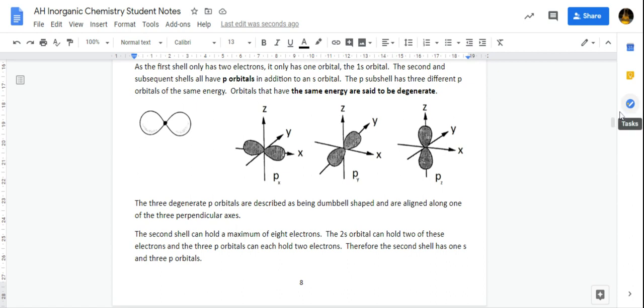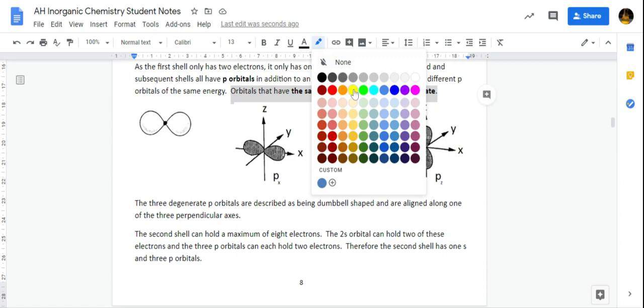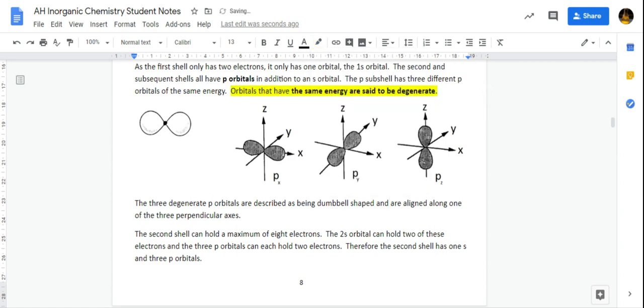In the second and later shells, they have p orbitals in addition to an s orbital. The p subshell has 3 different orbitals, and they have the same energy. And this is a very commonly asked question. Orbitals that have the same energy are said to be degenerate. Either they ask you what does degenerate mean, or they'll ask you what's the term used to describe orbitals that have the same energy? So there are 3 p orbitals. This is the kind of dumbbell shape that they have.